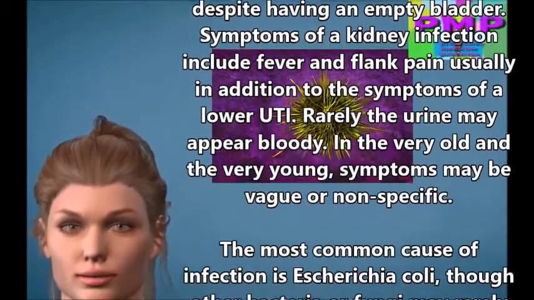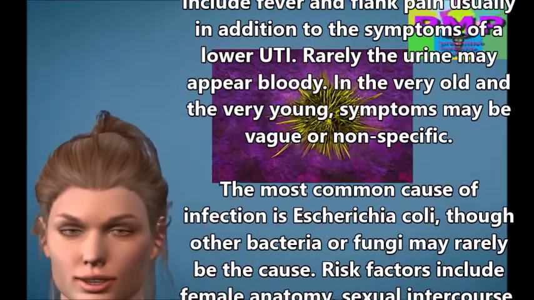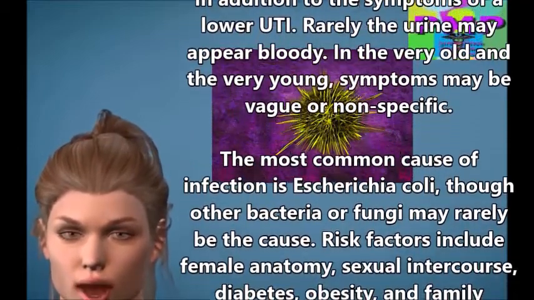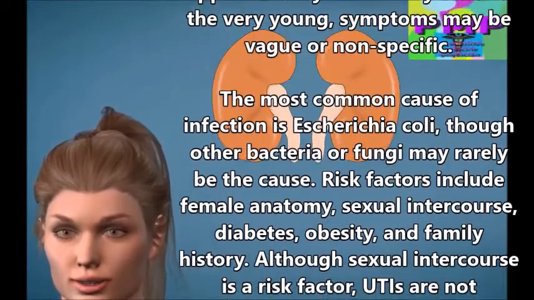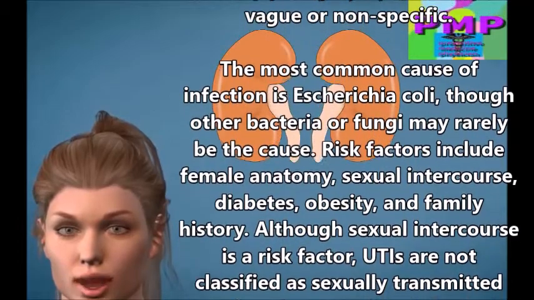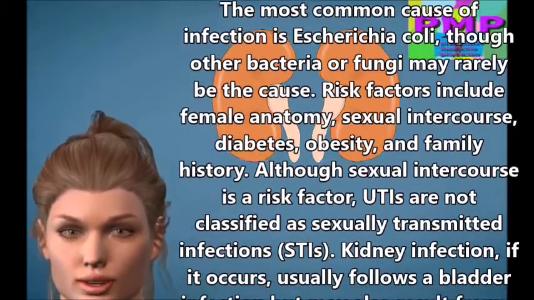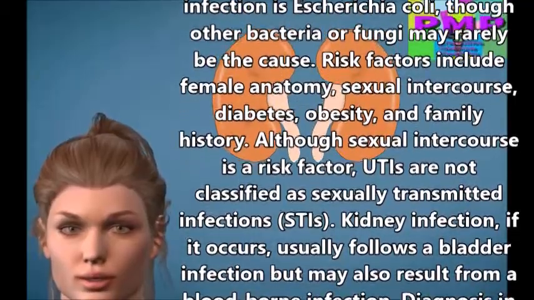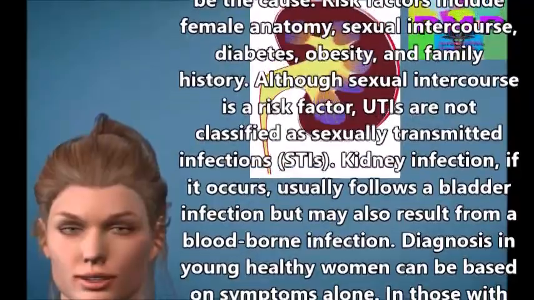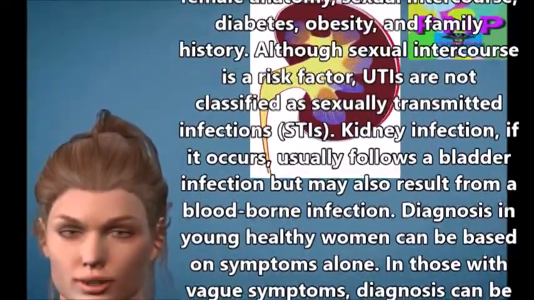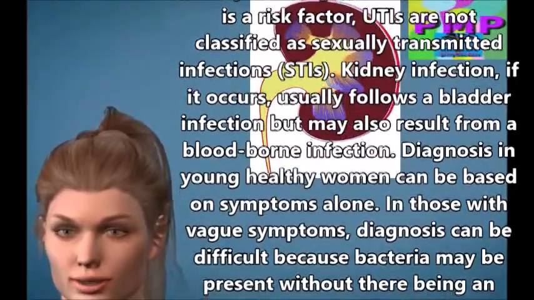The most common cause of infection is Escherichia coli, though other bacteria or fungi may rarely be the cause. Risk factors include female anatomy, sexual intercourse, diabetes, obesity, and family history. Although sexual intercourse is a risk factor, UTIs are not classified as sexually transmitted infections, STIs. Kidney infection, if it occurs, usually follows a bladder infection but may also result from a blood-borne infection.